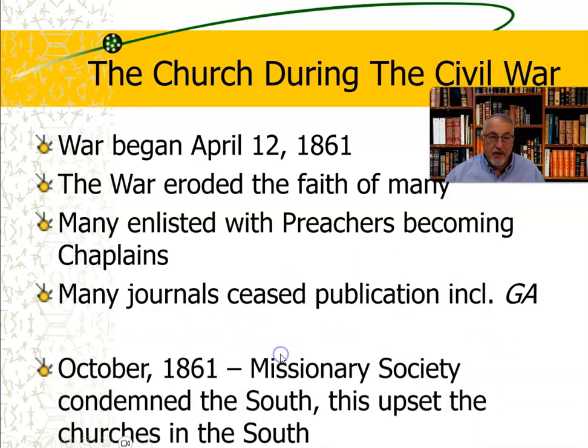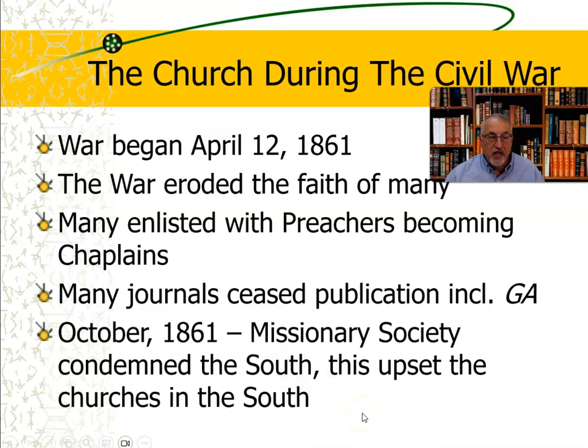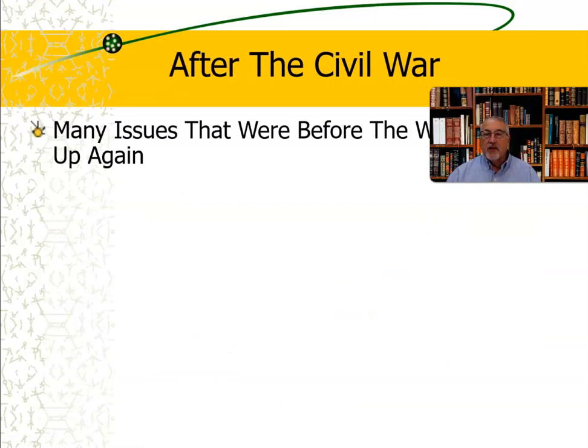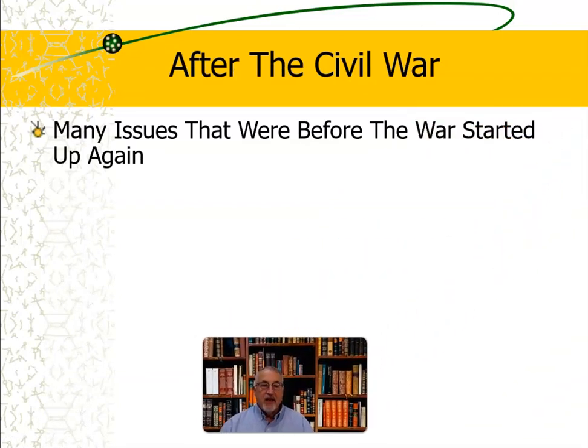And in October of 1861, the Missionary Society condemned the South. And this, of course, upset many of the churches in the South. So we see that the Missionary Society decides they need to make a statement. And they do. And this actually creates more tension. Well, after the Civil War, what's going to happen? Many take up these issues that were started before, but we're now getting into what I would call the second generation, fully the second generation.